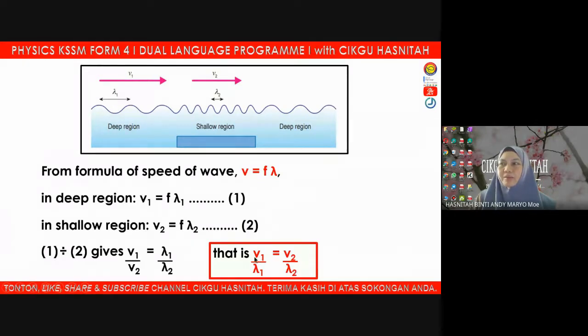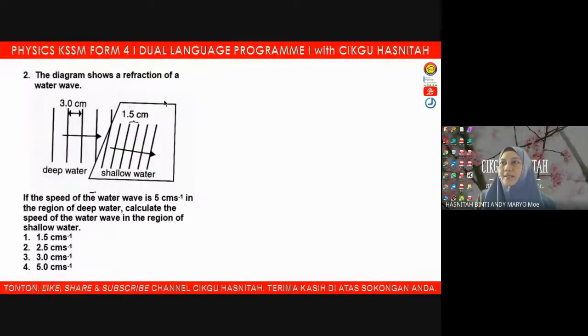So if you look again, V1 divided by lambda 1 represents F. This one also, V2 divided by lambda 2, represents F. So the frequency of the deep region equals the frequency of the shallow region. Okay, so let us check this question on how to apply that formula.